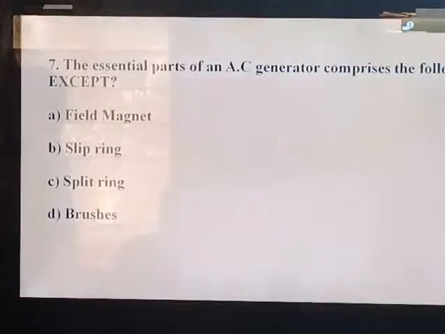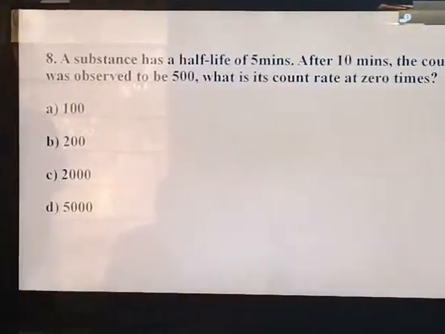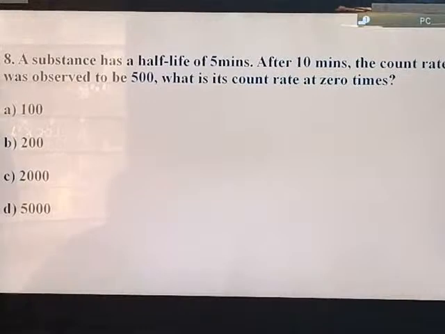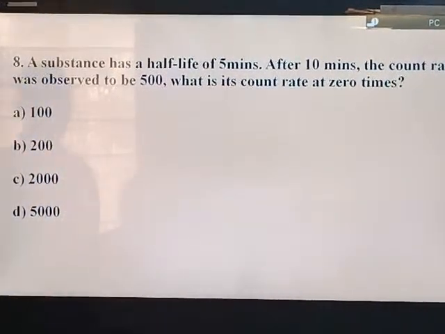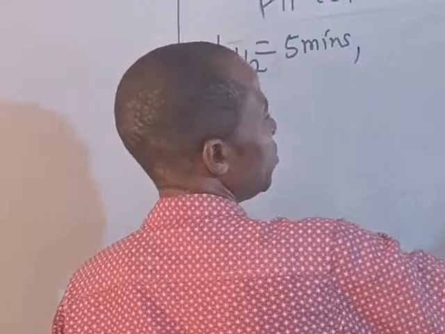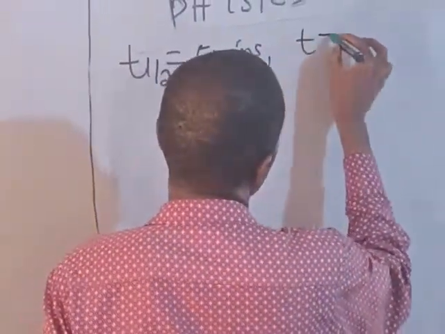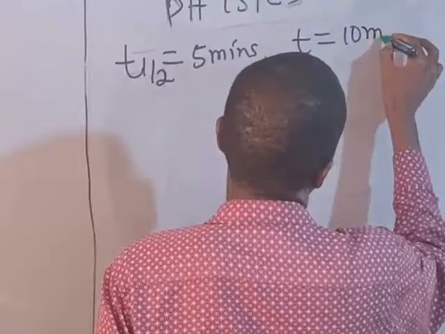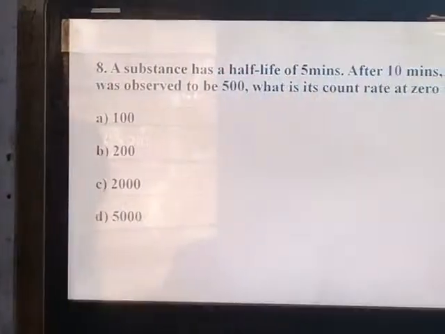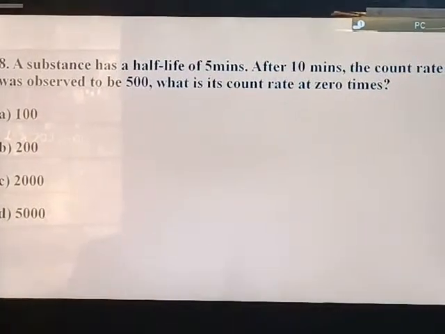Let's go to number 8 rather. Number 8 says a substance has a half-life of 5 minutes. After 10 minutes, the count rate was observed to be 500. What is its count rate at time 0? Let's look at it. Now, the half-life, that's T half, is given to be 5 minutes, and the time it takes to decay, that's ordinary T, is 10 minutes. Now, the count rate was observed to be 500, which means it has actually begun to decay.